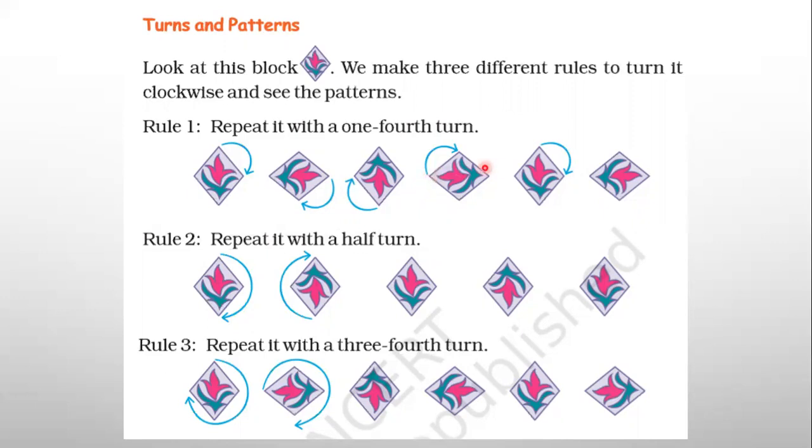Again, in the fifth figure, first is the original position, second after first turn, here after second turn, here it is after third turn, and after the fourth turn, it will be coming to the original position. That means when an object makes 1/4 turn, in the fourth turn, it will be looking like the original figure. Now, the second rule is repeat it with a half turn.